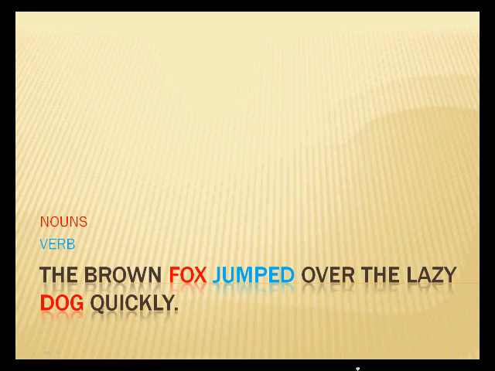Now that we've identified the nouns and the verbs in the sentence, let's move on to the concept of an adjective. Again, an adjective is an idea that mainly describes the noun in a sentence. In this case, we actually have two adjectives. Brown, as in the brown fox, and the word lazy, the word lazy dog.